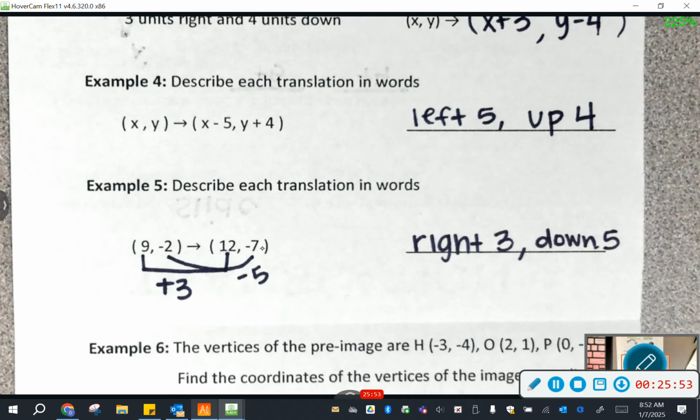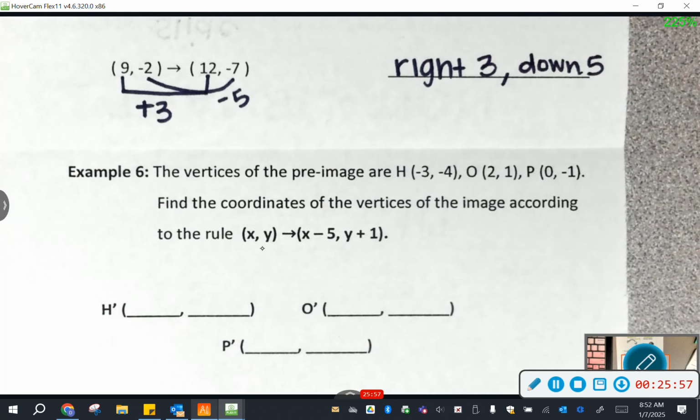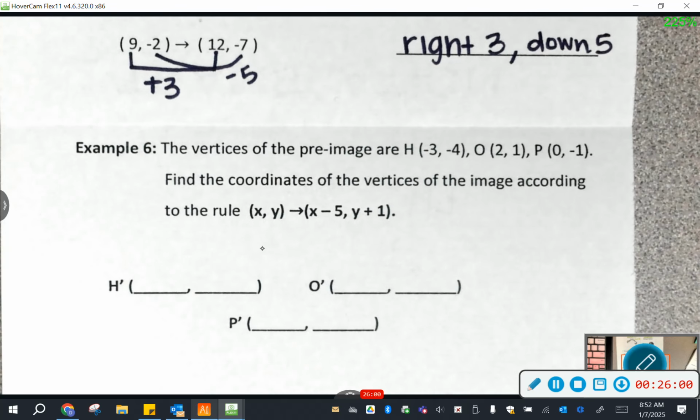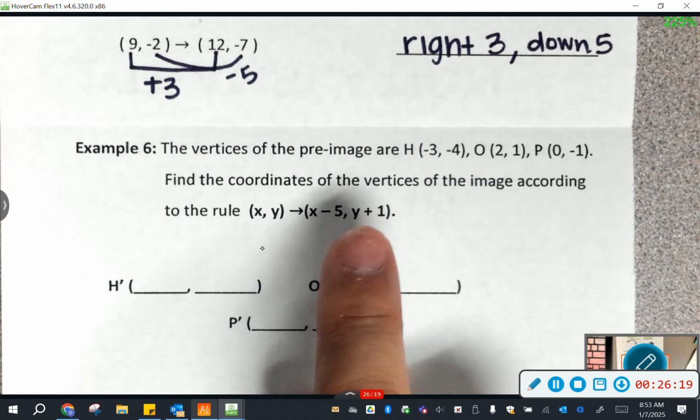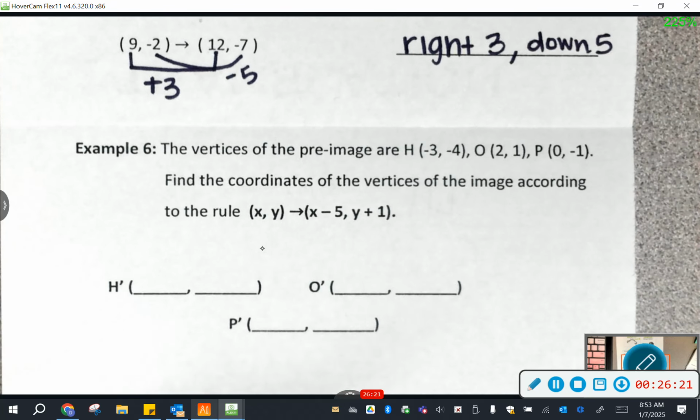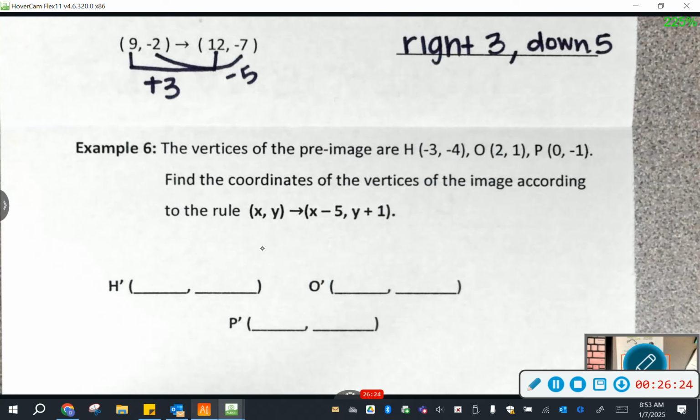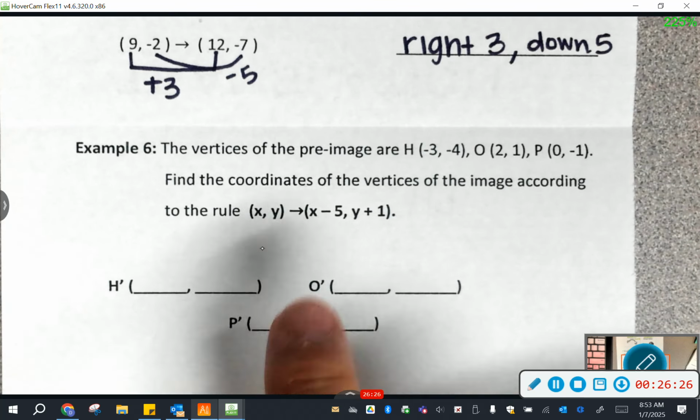All right, last but not least, this is a test question. What if I give you the points and I give you the rule? Can you tell me what the new points are? So here are my points for HOP. What are the coordinates of the vertices if the rule is xy turns into x minus 5, y plus 1? What is this going to do to all of my x's? It's going to go left 5.